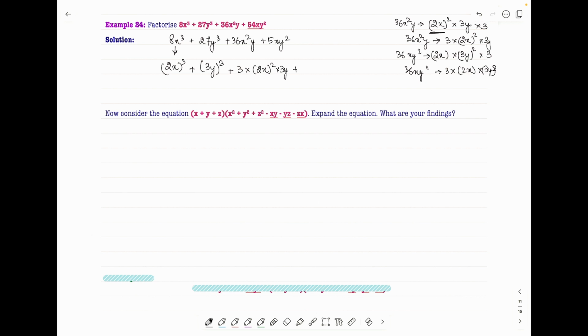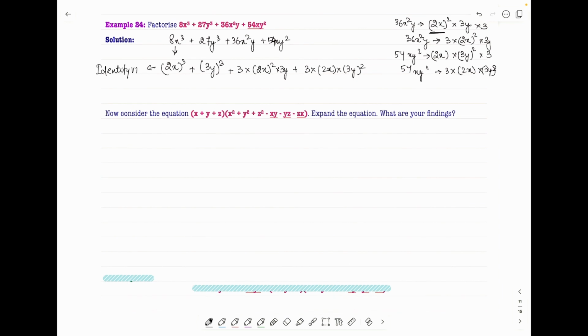Sorry, this is 54. See, 2 into 3 square, 3 square is 9, 9 into 2 is 18, 18 into 3 is 54. This is not 36. So instead of 54xy square, I can write 3 into 2x into 3y whole square. Okay, this is what? In the form of an identity.